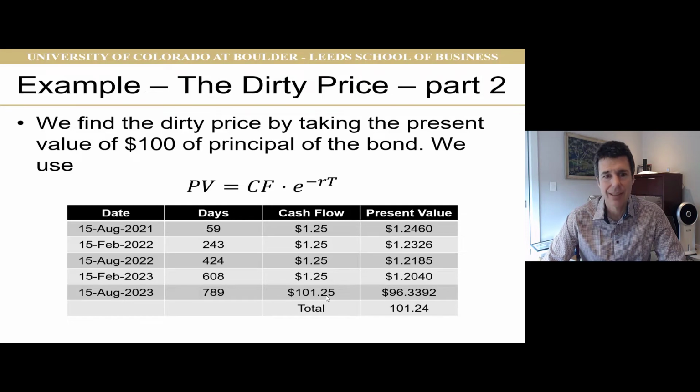There's another cash flow of $1.25 on the 15th of February 2022. Do the same thing. We go through until the maturity date of the bond, 15th of August 2023. We get the coupon, $1.25, plus the principal, 100, so we get back $101.25. Again, we look up the rate from the previous table, take the 101.25, multiply by e to the minus RT, 789 over 365 is the time, we get 96.3392. Add them all up, we have a price of 101.24. That's the dirty price. That's what we would pay for all of those cash flows.